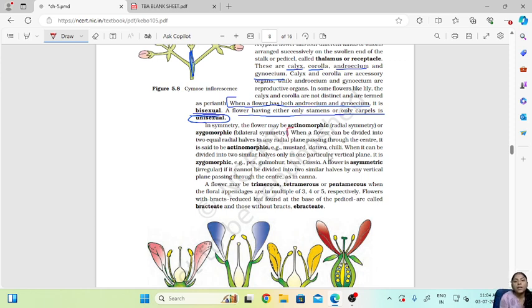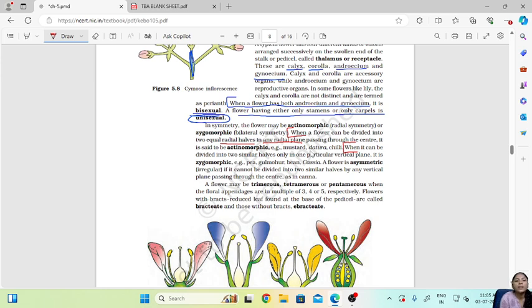When a flower can be divided into two equal radial halves in any radial plane passing through the center, such a flower is called an actinomorphic flower. For example, if I have a flower like this and it can be divided in any plane passing through the center, such a flower is said to have radial symmetry and it is called an actinomorphic flower.